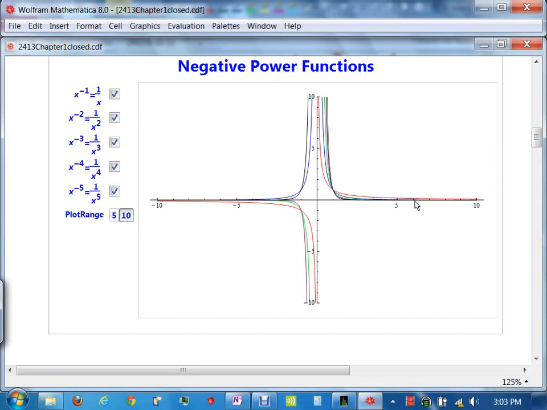What's happening to all of these functions as you go out to the right or to the left? They're all getting closer to 0, right? They're all getting closer to the x-axis. We call that a horizontal asymptote.